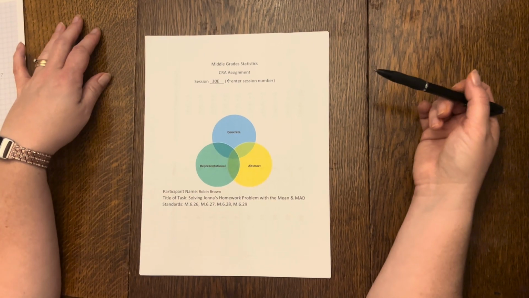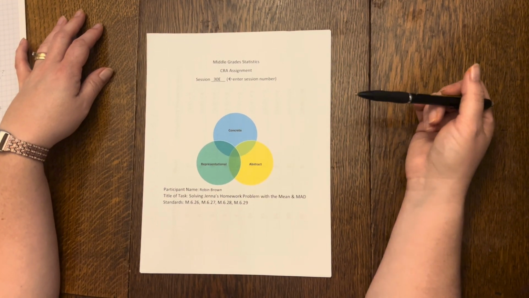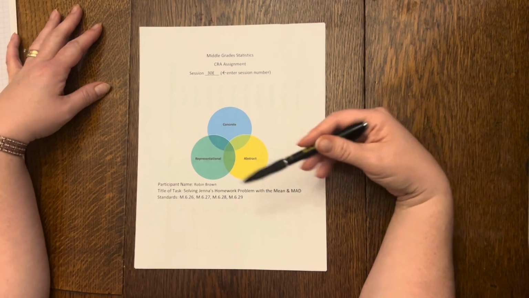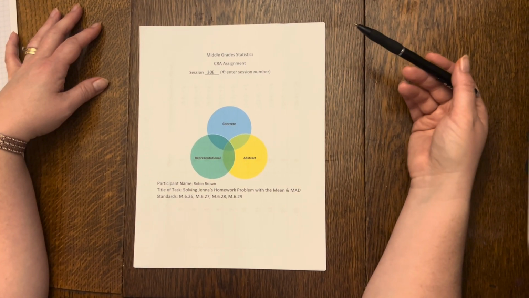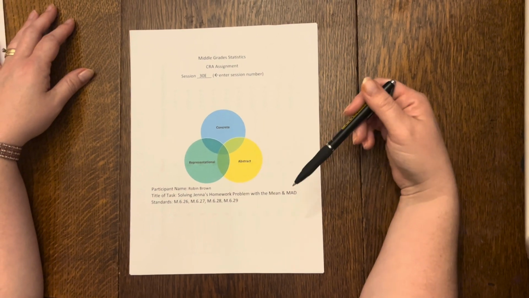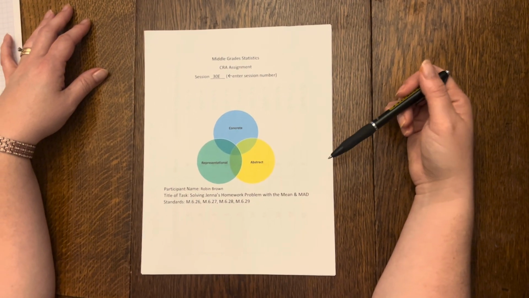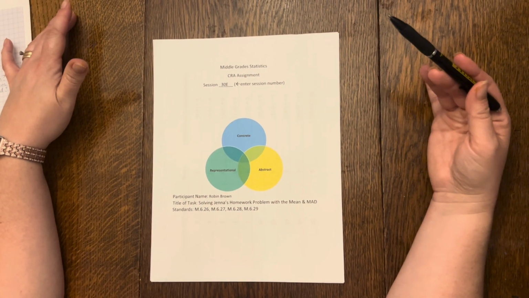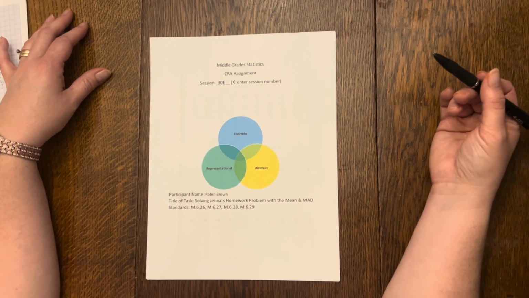Hi, my name is Robin Brown, and I'm in session 30E of this middle grade statistics course through the West Virginia Department of Education. I'm going to walk you through a CRA model titled Solving Jenna's Homework Problem with the Mean and MAD. And I'm working with West Virginia Standards M.6.26 through M.6.29.